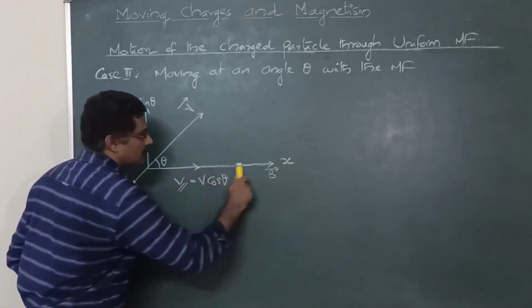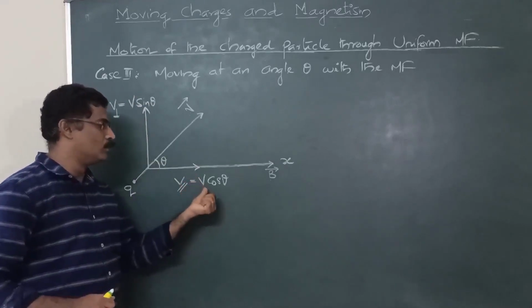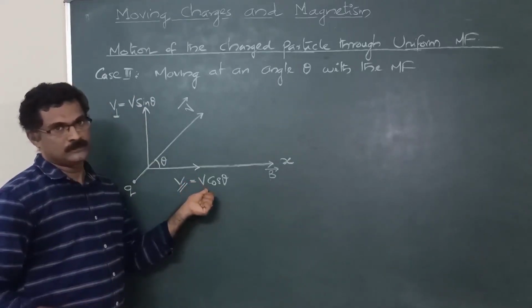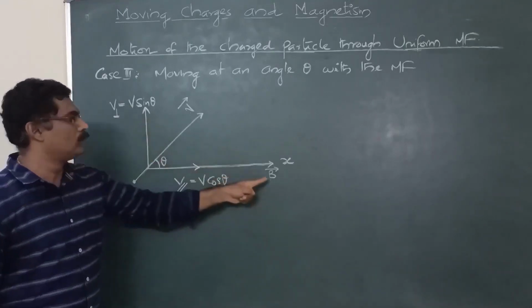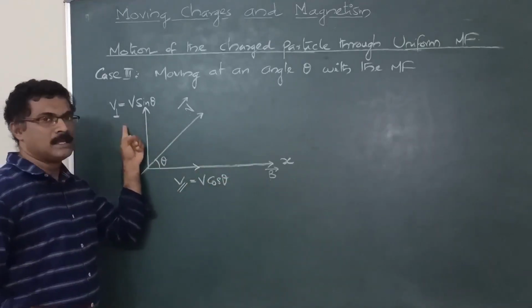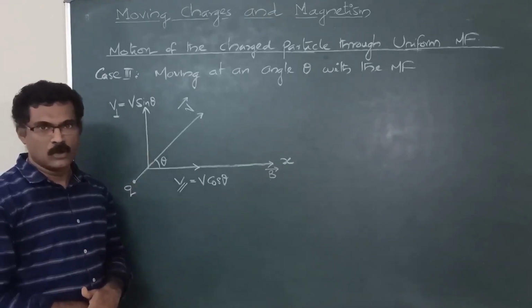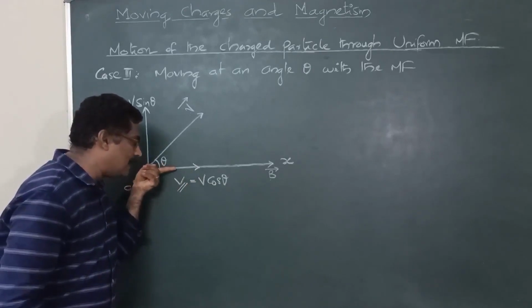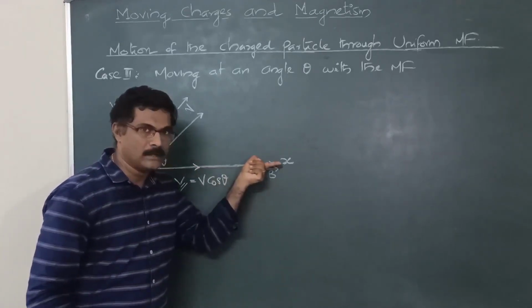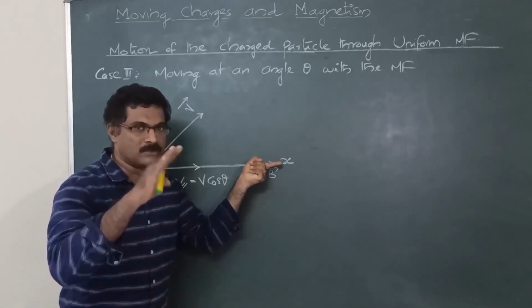Since this velocity component is parallel to the magnetic field, there is no force due to this component. But this component is perpendicular to the magnetic field, so there is a maximum magnetic Lorentz force. So the charged particle moving in the direction of the magnetic field moves along a straight line.